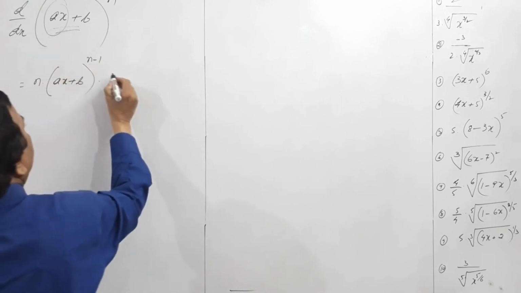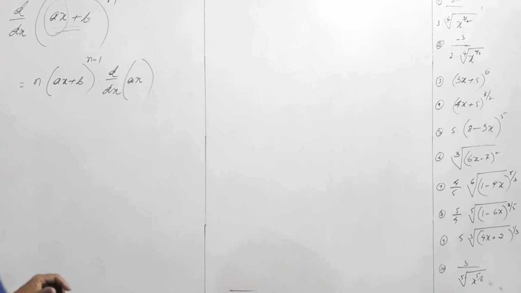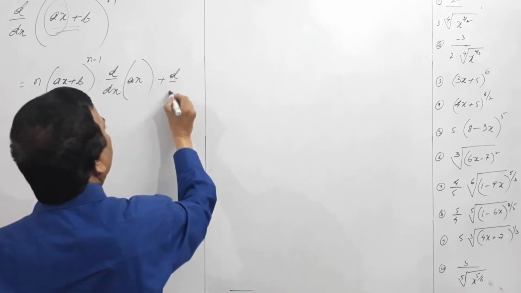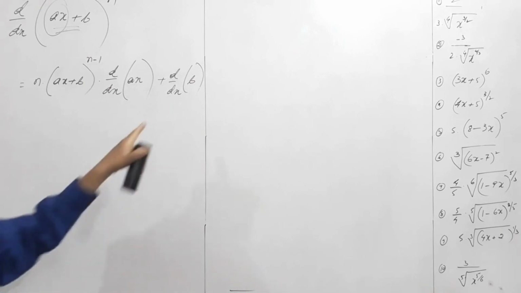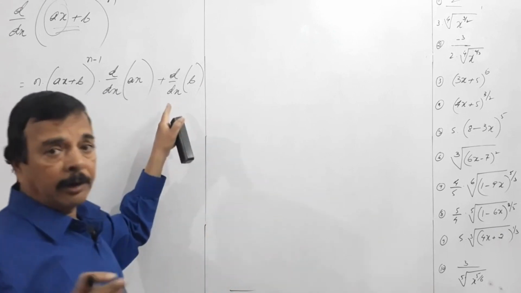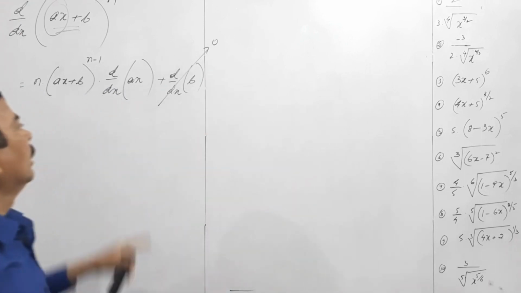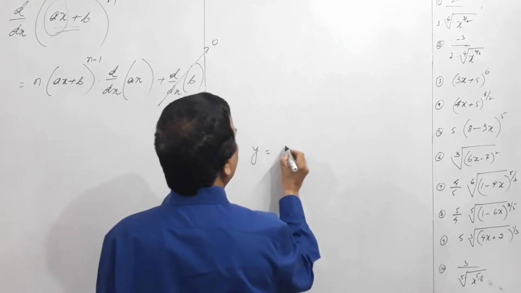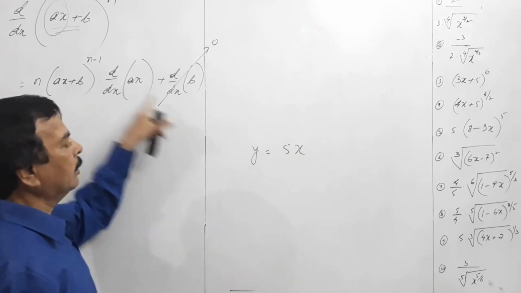So what we do? We have to differentiate this also, d by dx of ax plus d by dx of a constant b. So you know d by dx of a constant is 0. In the first class only I taught you, and I have derived also. So d by dx of this becomes 0, and you are left with, this is nothing but a product rule, but for example y equals 5x. You have to differentiate this. What I have done? This a is nothing but 5, that is a constant.